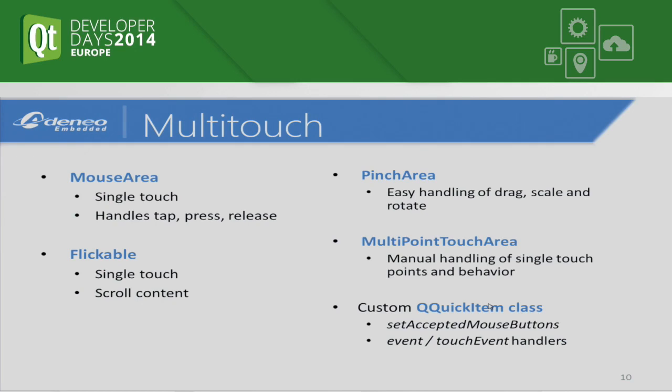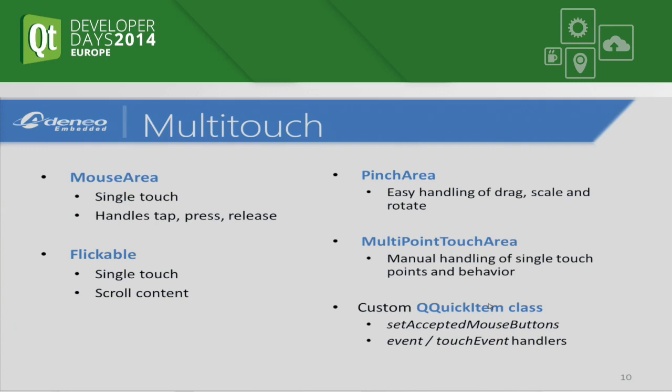MultiPointTouchArea lets you manually handle every single touch point. So this one is very powerful, but you have to do a lot of the magic things underneath manually, so it will not give you scale information. You just have the finger points, and after you do what you want with this information.